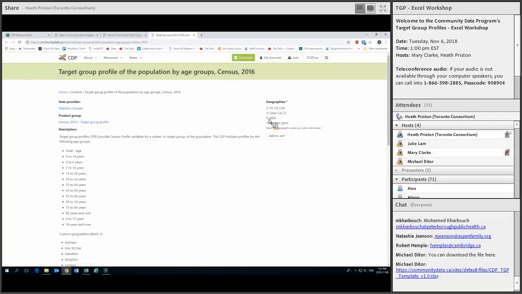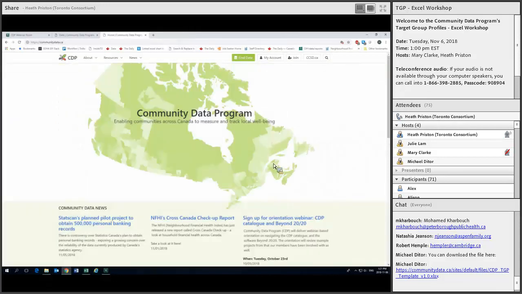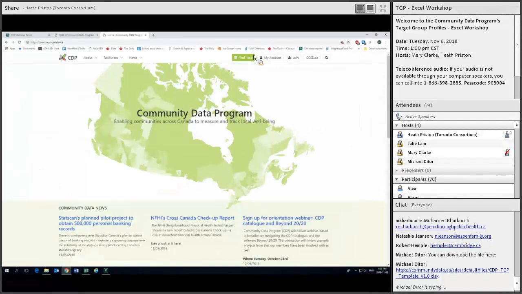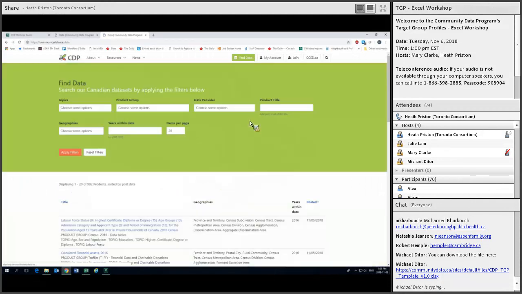These are just some direct links to the target group profiles on the Community Data Program website, so it takes you right there. For example, you can see this one is by age groups. It's got a whole range of age groups there. And for those interested in the geographies, here we've got province, territory, census division, census subdivision, CMA, census agglomeration, census tract, aggregated dissemination areas, and we also have custom geographies. Not every target group profile has that range of geographies available, but most of them do have at least the top two there.